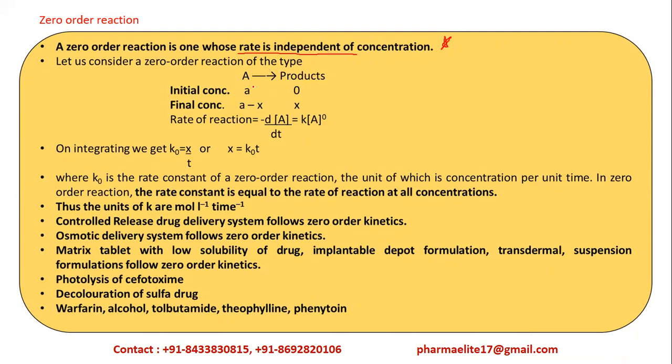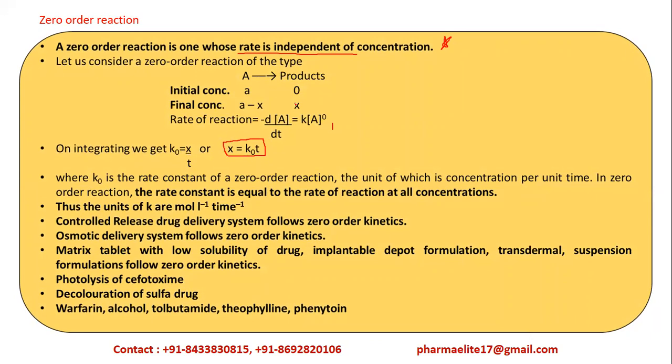And you have a reactant A. As time passes, there is appearance of product X. So the amount of reactant left will be A minus X. In that case, the rate of reaction is minus dA by dt, which equals K times A raised to 0. Now you can see anything raised to 0 is 1. So minus dA by dt equals K times A raised to 0, multiplied by 1. We don't have to go into the entire derivation of it. Just remember the final expression. What you get is X equals K0 t.